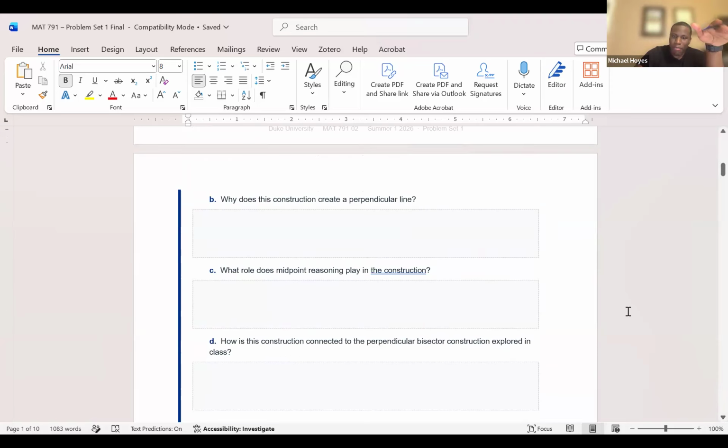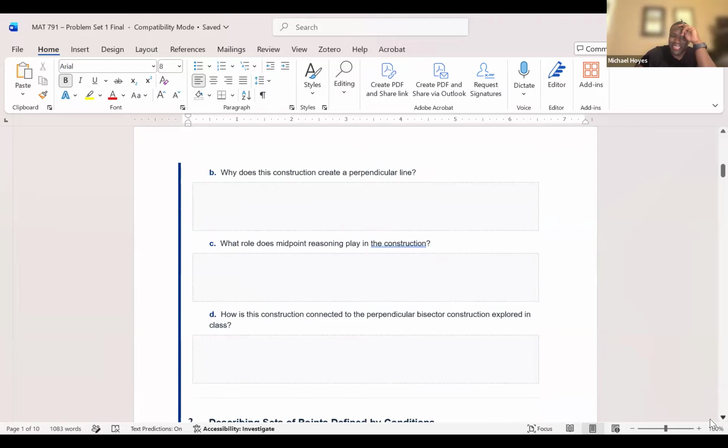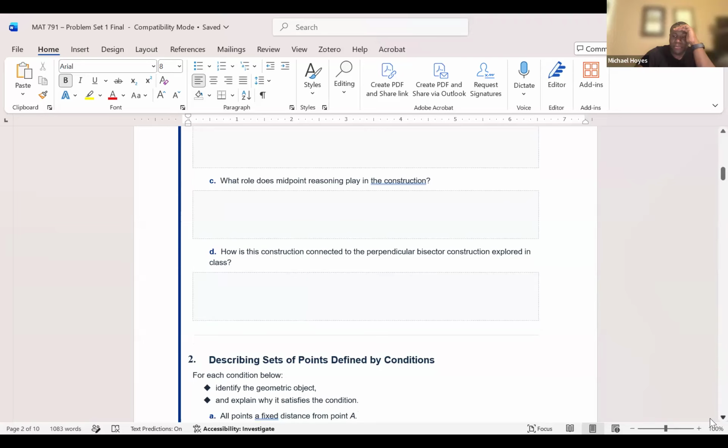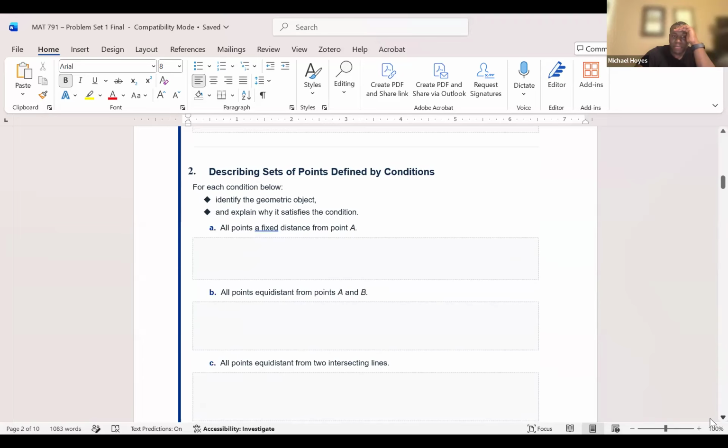You can talk about why does that happen? Because in the first one, you'll explain steps. How do you know what role is the midpoint reasoning? Again, when playing this construction, that'll make sense as you're doing it. And then how is it connected to perpendicular bisector? So it is very directly connected to perpendicular bisector, so you'll kind of speak to how they're connected.